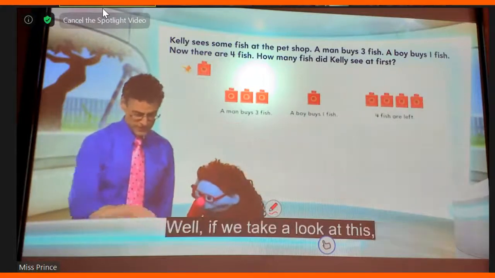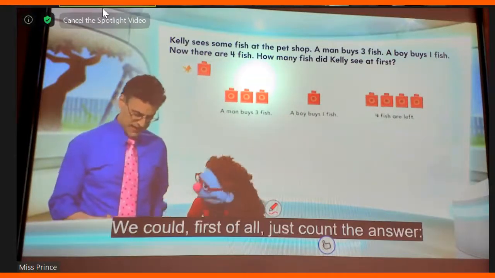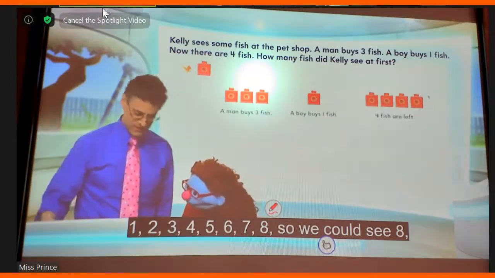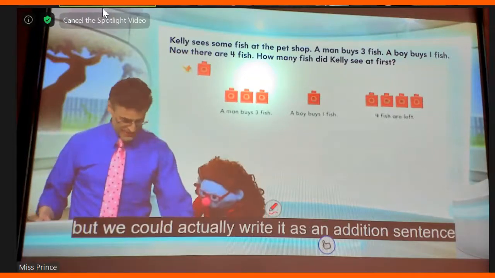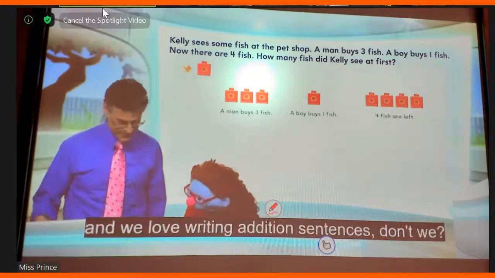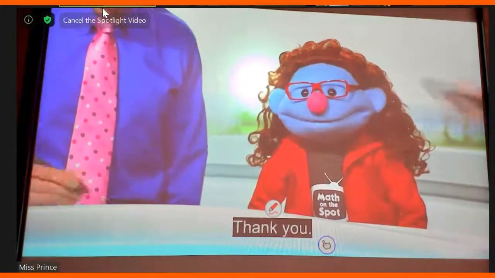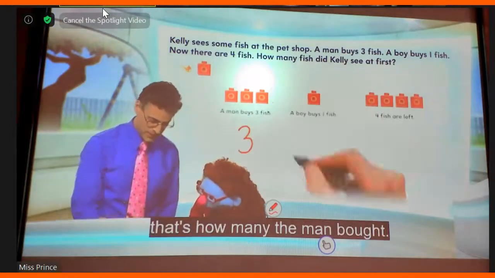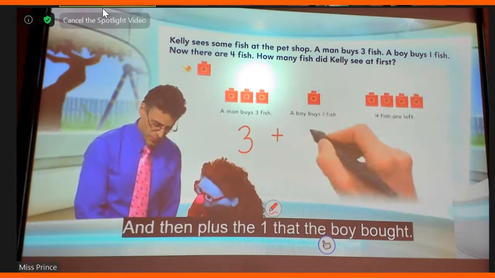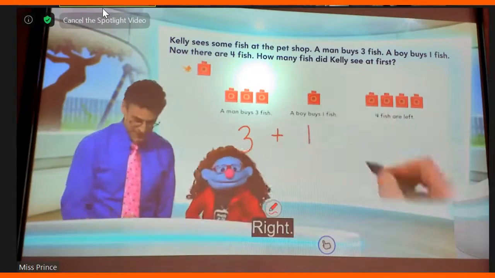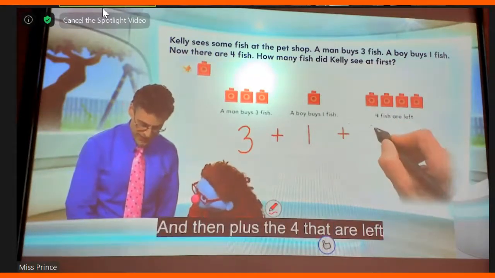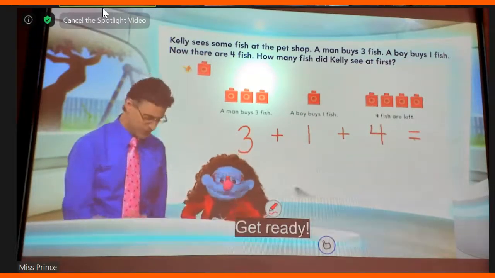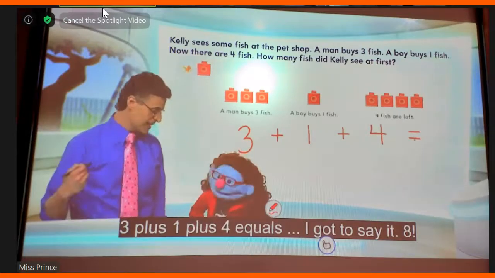Well, if we take a look at this, we can see exactly how to write this. We could first of all just count the answer. 1, 2, 3, 4, 5, 6, 7, 8. So we could see 8. But we could actually write it as an addition sentence, and we love writing addition sentences, don't we? Yes, we do. Thank you. So I could write 3, that's how many the man bought, and then plus the 1 that the boy bought, and then plus the 4 that are left, and all together, what is there? 3 plus 1 plus 4 equals 8.